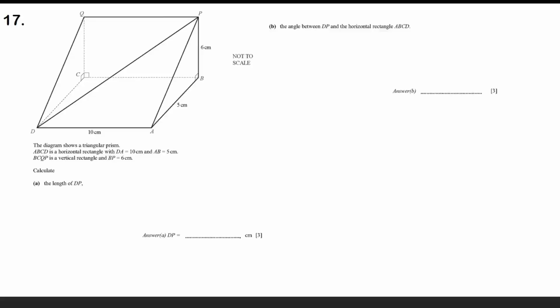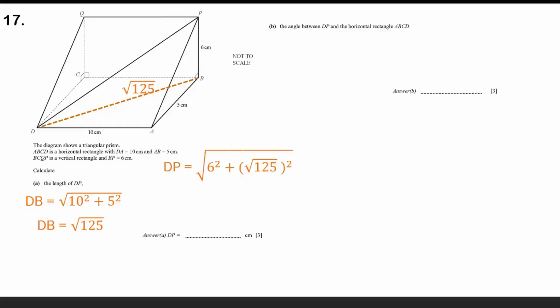Okay, how to calculate the length of DP is using the Pythagorean theorem. But prior to finding DP, you have to find DB. Find DB first. DB is equal to the square root of 10 squared plus 5 squared, right? So DB is equal to the square root of 125. I will not break down the square root of 125.